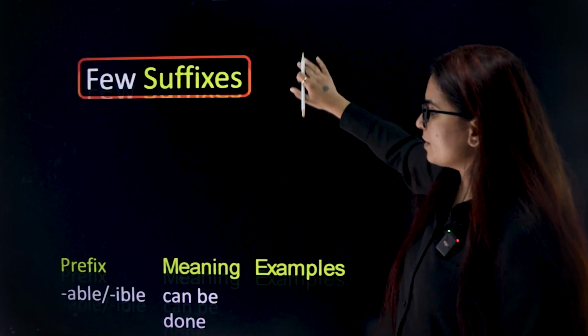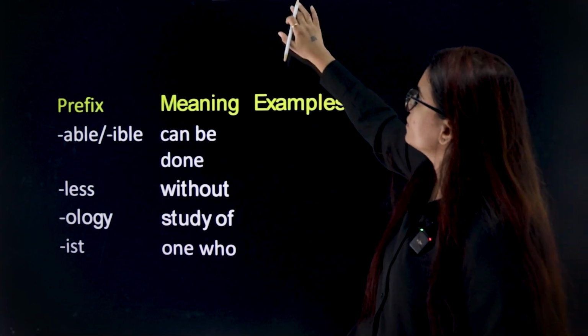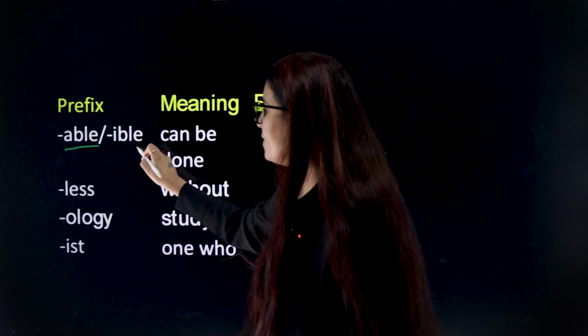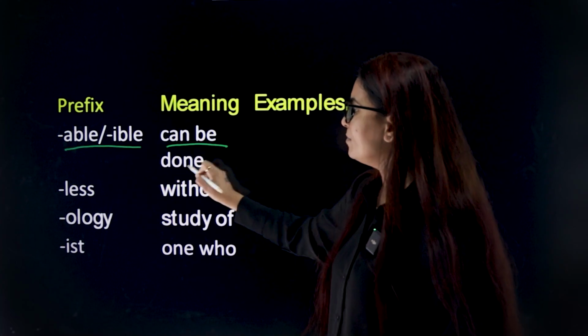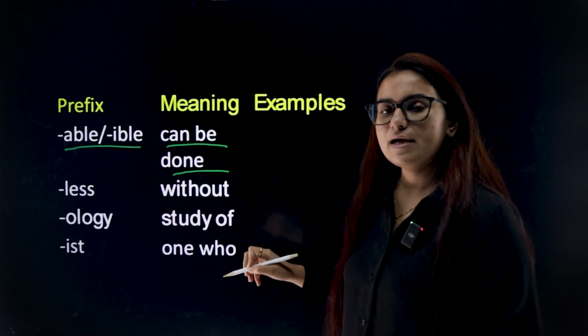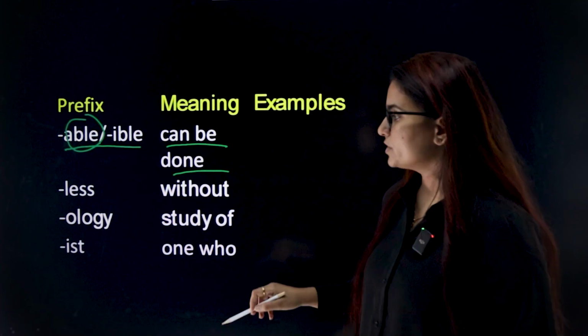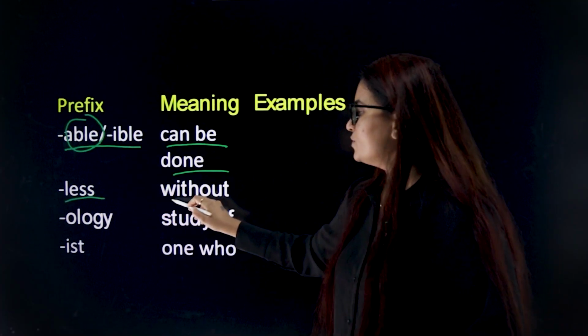Now we'll look into some of the suffixes. These are some common suffixes. We have able, which means can be done, right? I'm able to do this. You will find this at the end of words. Then we have less, which means without.